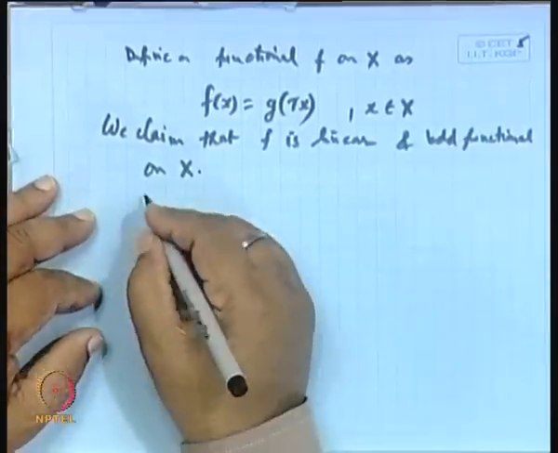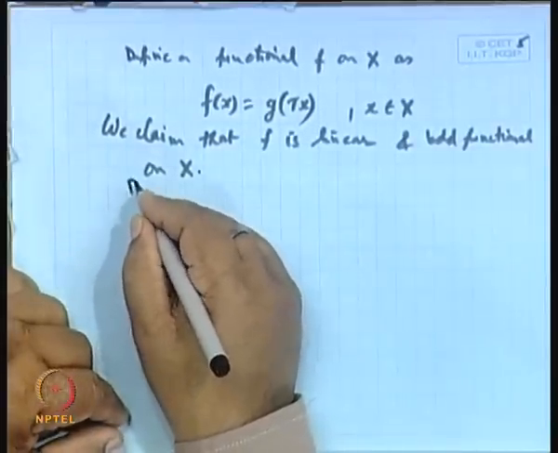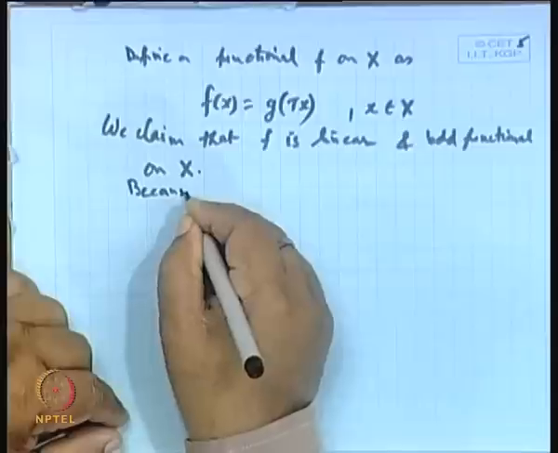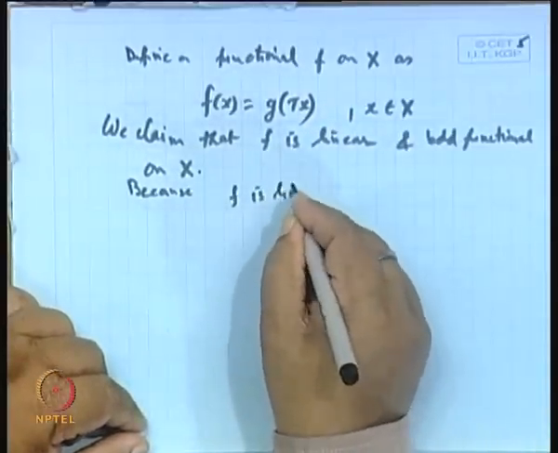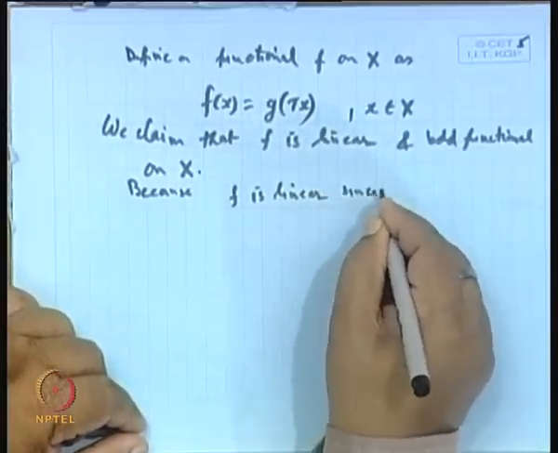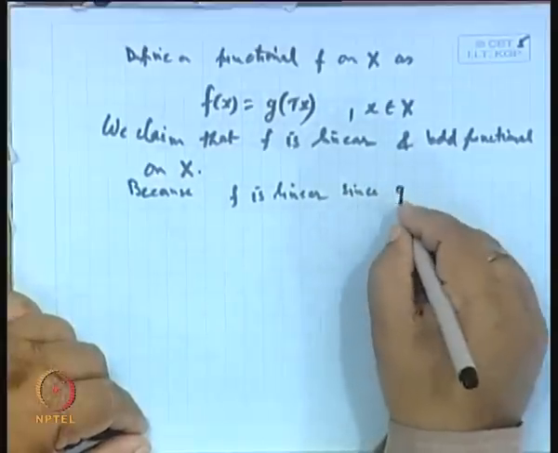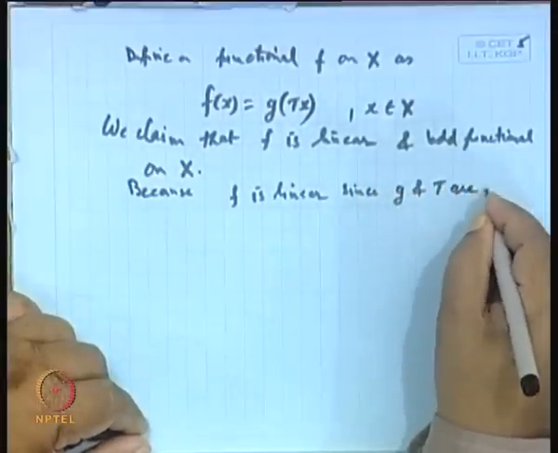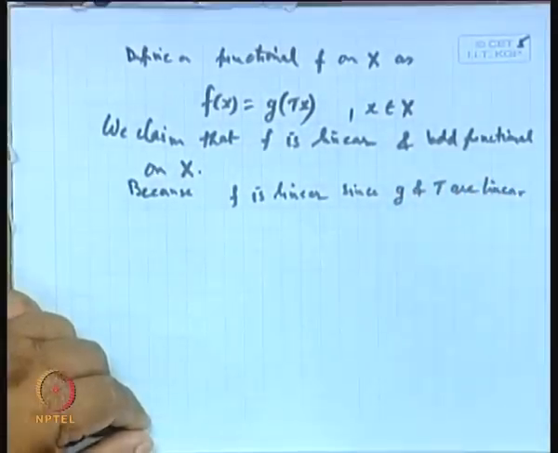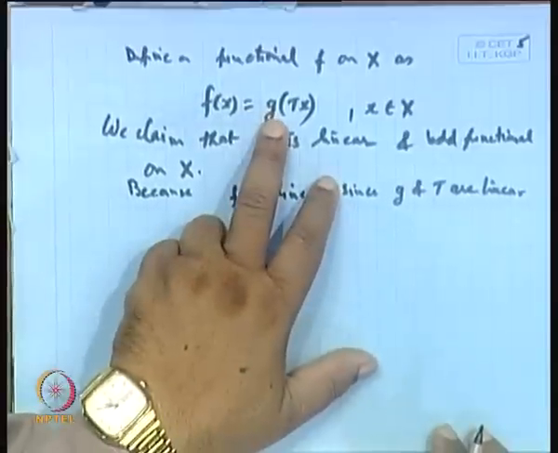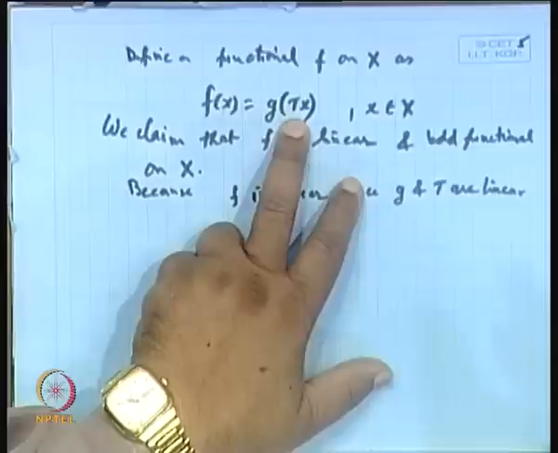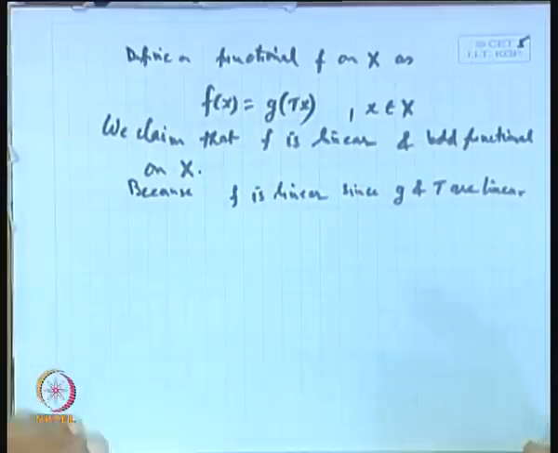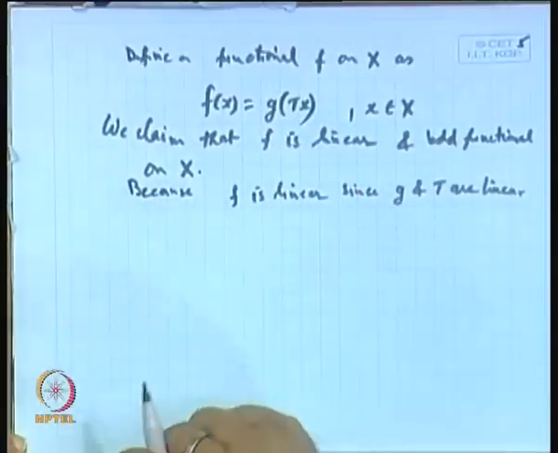Why? Because f is linear, since G and T are linear. G is a bounded linear functional on Y, T is a bounded linear operator from X to Y. So, composition of the two linear maps will be linear. So, f will be linear.